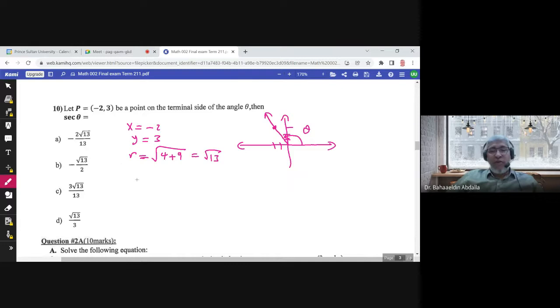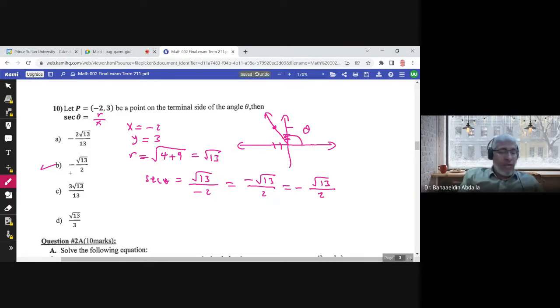And we know that cosine theta is x over r, so secant theta is r over x by definition. So secant theta should be square root of 13 over negative 2. Notice that this is equal. You can take the minus up if you like, or you can write the minus here if you like. Okay, so it is this answer. The correct answer is B.